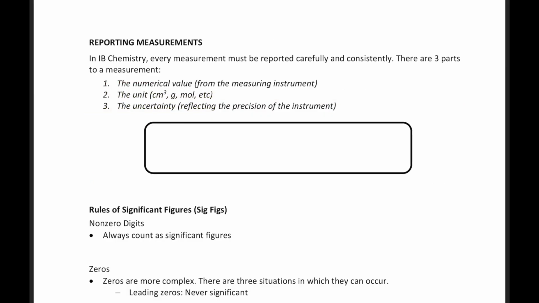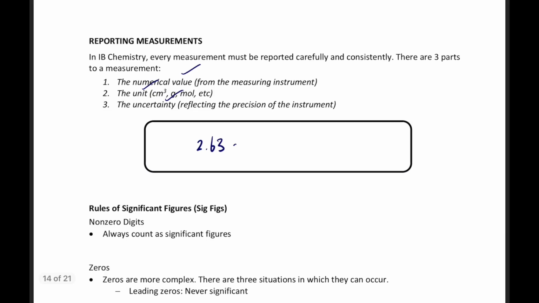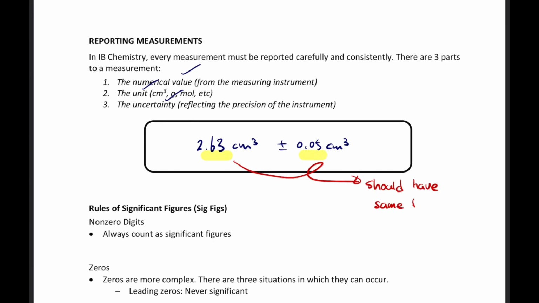Then we are going to figure out how to report measurements in chemistry. In chemistry, every measurement must be reported carefully and consistently. And there are three parts to a measurement: the numerical value, the unit, and uncertainty. So for example, if we have the numerical value 2.63, then it should have a unit. Let's say it has a unit of centimeter cubed and an uncertainty of 0.05 centimeter cubed. And also don't forget that your measurement, your number, and the uncertainty should have the same number of decimal places.